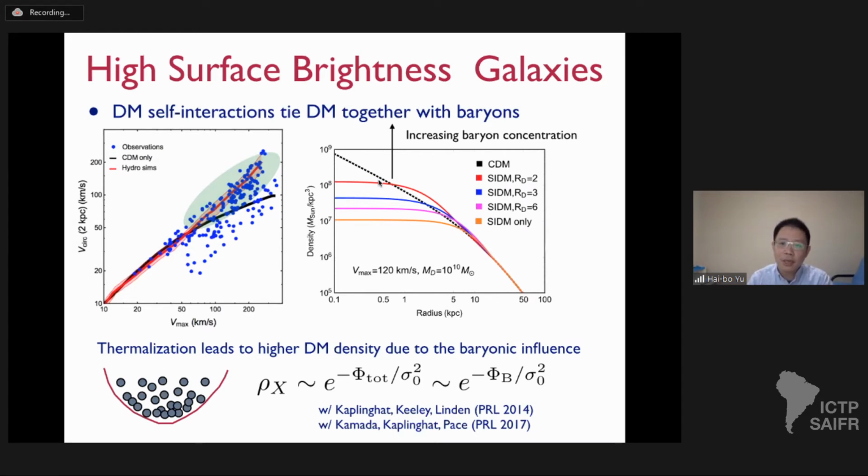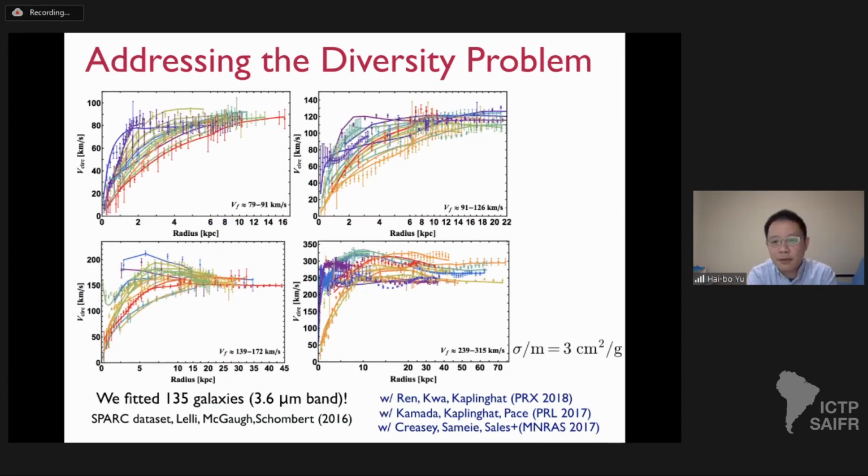So the point is, in SIDM, you can get both cores and cusps, right? So here, this curve certainly has very large density cores, but if you add baryons and increase the baryon concentrations, its central density increases by at least 1 order of magnitude in the example we showed you. So with this, we can explain the full range of diversity of rotation curves of spiral galaxies.